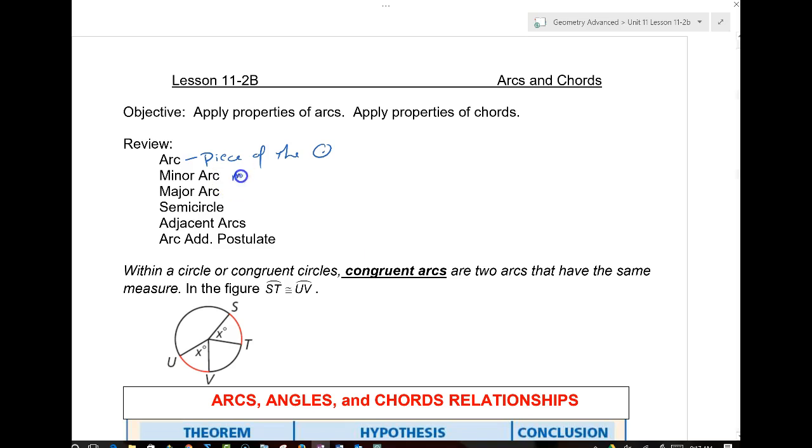Okay, a minor arc. What's the easiest way to describe a minor arc? Yeah, its measure is less than what? 180. A major arc, what's so special about it? Yeah, its measure is greater than 180.